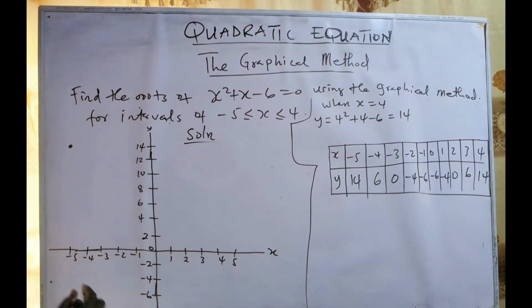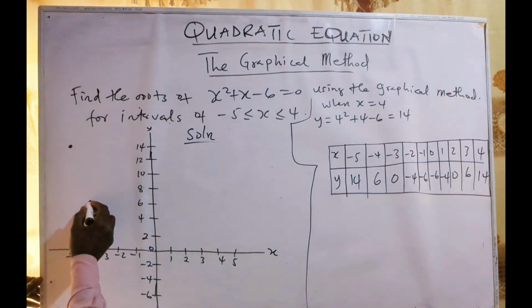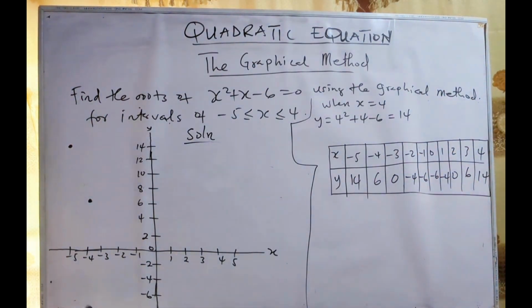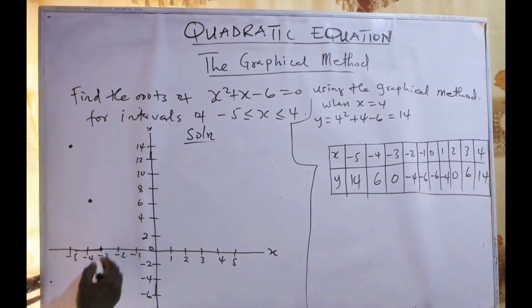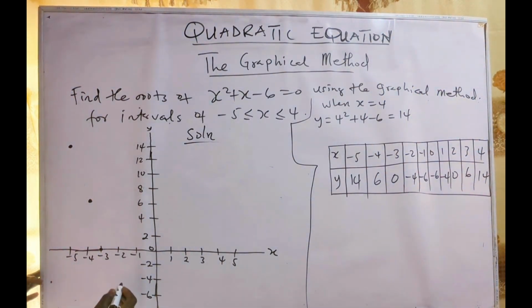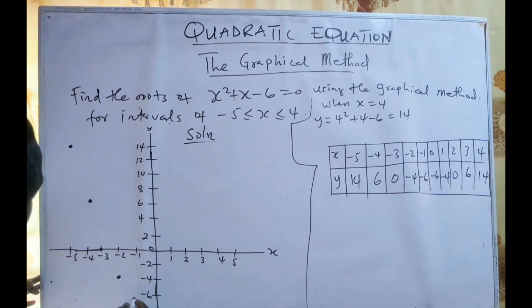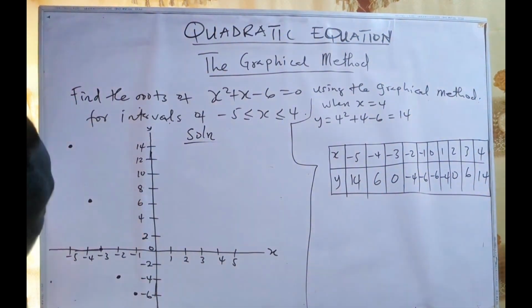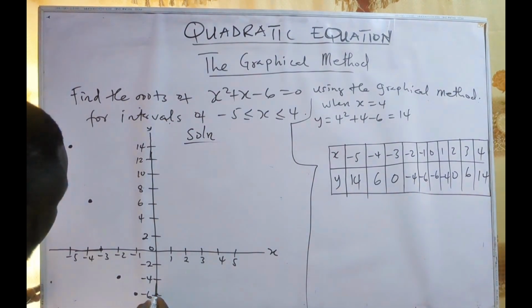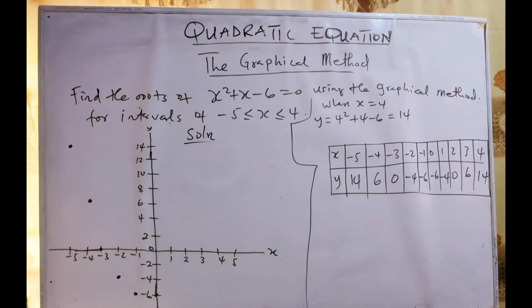Negative 4 gives me 6. So negative 4, 6 will be here. Negative 3, 0. So that will be here. Negative 2, negative 4 will be here. We have negative 1, negative 6, so negative 1, negative 6 will come here. We have 0, negative 6, so that will be on the negative 6 here.